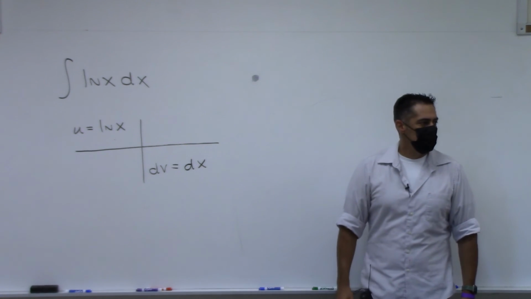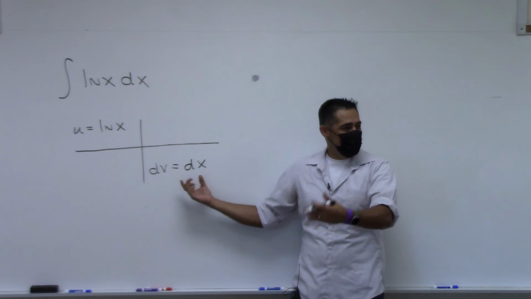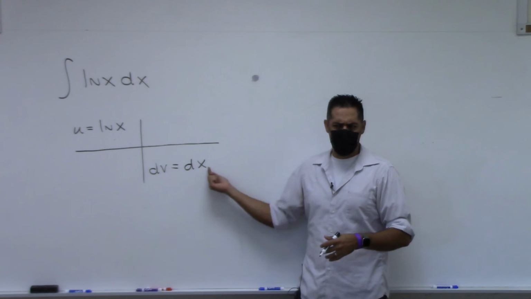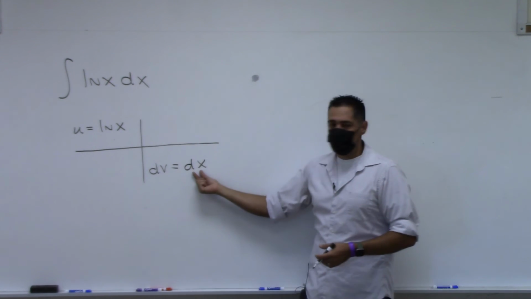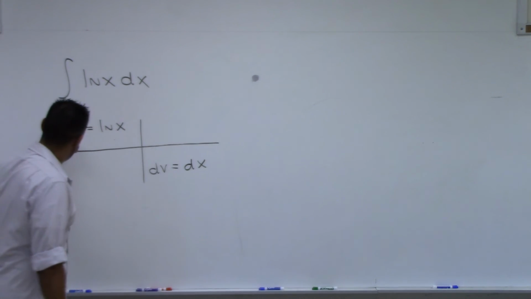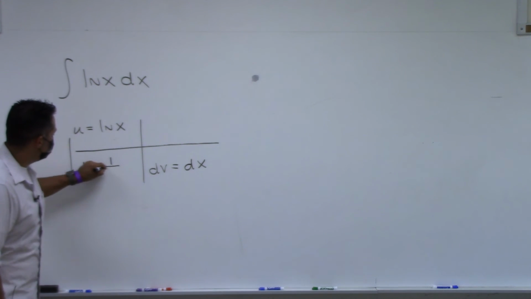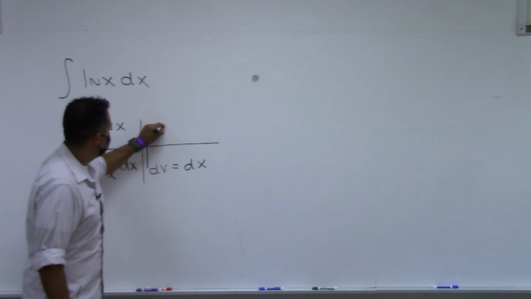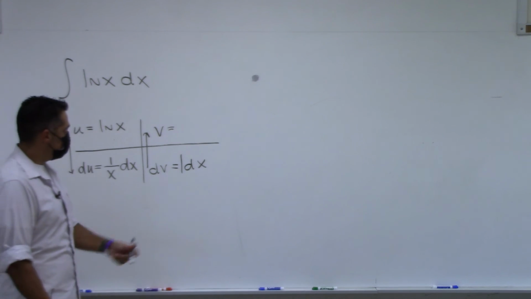In the previous problems, whatever we used for dv, it was e to the x dx on one problem, or the sine of 10x dx in another. The dx was always there. Here, we're just going to use the dx right there. And now let's complete the table. We take the derivative here, which is 1 over x dx. And then we take the antiderivative here, and the antiderivative of 1 is x.